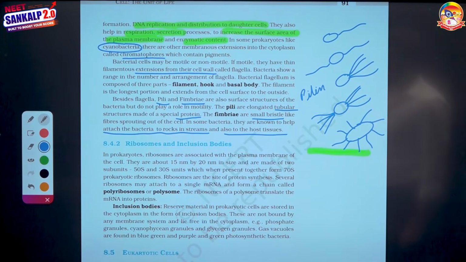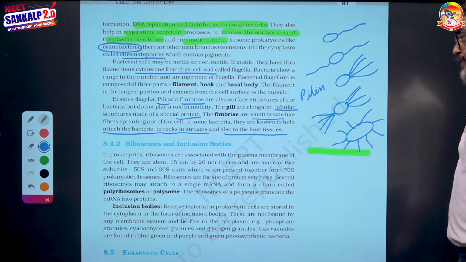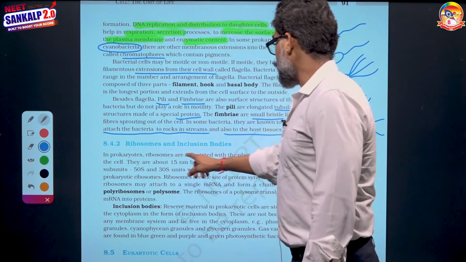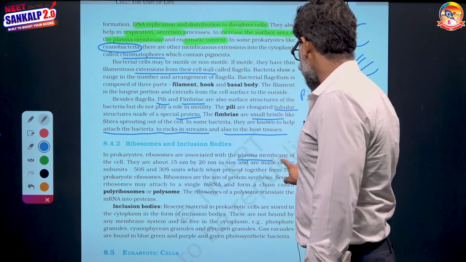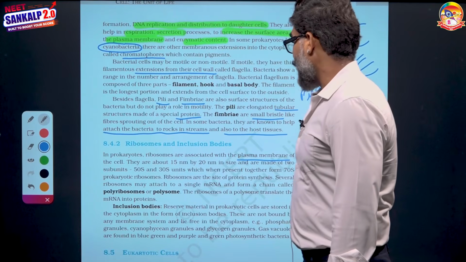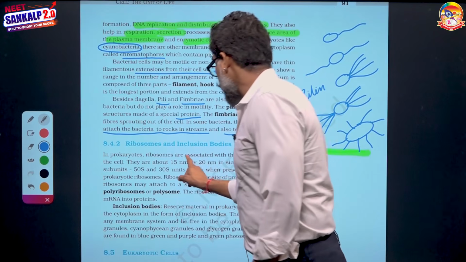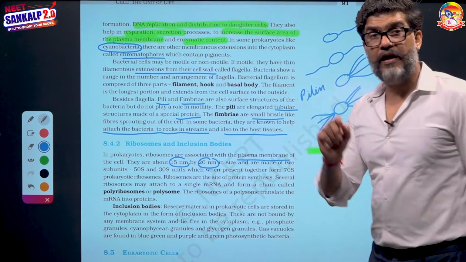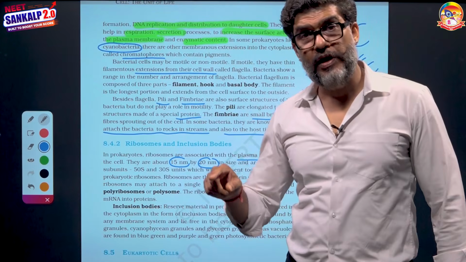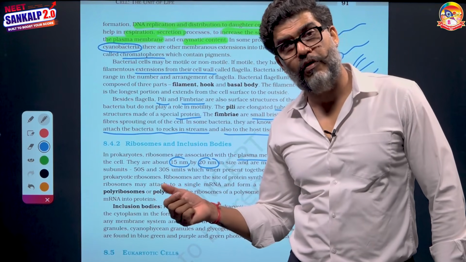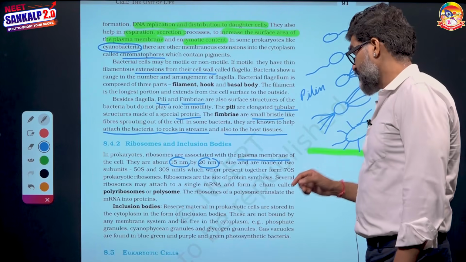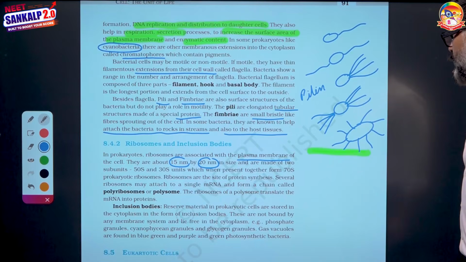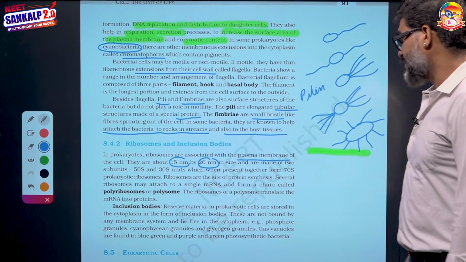Later in the prokaryotic cell, ribosomes and inclusion bodies are given. In this paragraph, what you have to keep in memory? In prokaryotes, ribosomes are associated with the plasma membrane, attached ribosomes. You have to keep in your memory the size, 15 nanometer by 20 nanometer. While attempting a question, keep in memory whether the unit is mentioned in micrometer or in nanometer. Here it is mentioned as nanometer. They are made up of two subunits, as we know, 50S and 30S subunits, which when present together, the sedimentation coefficient would be 70S.